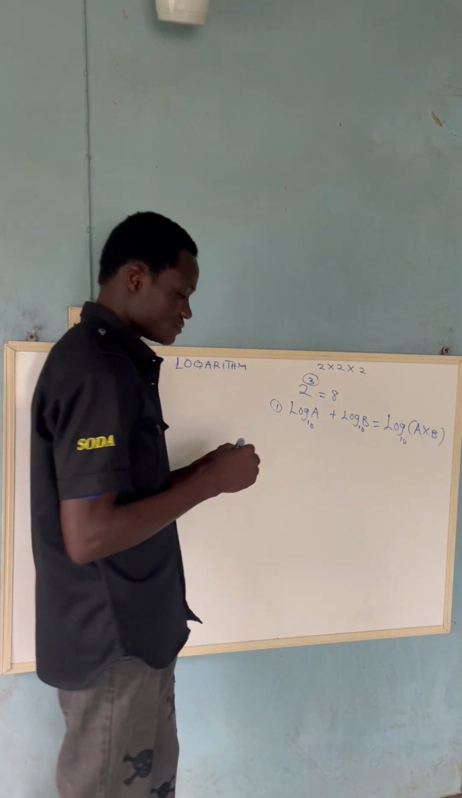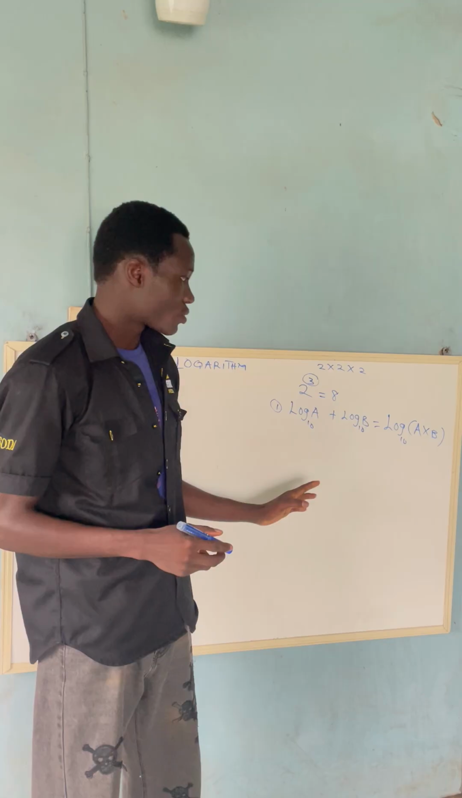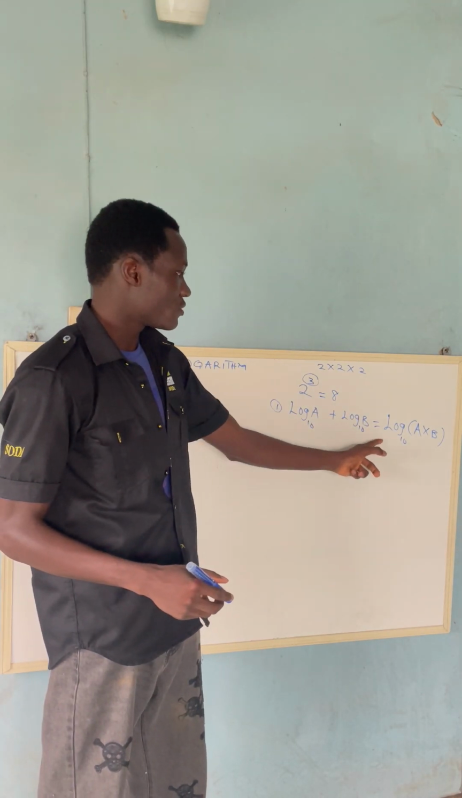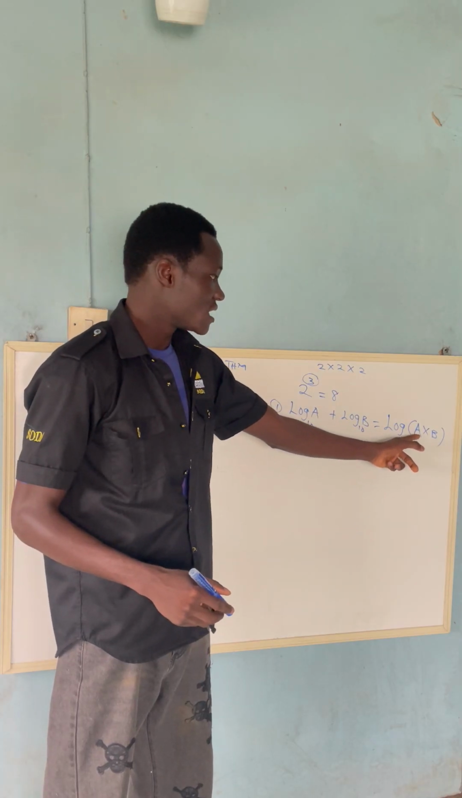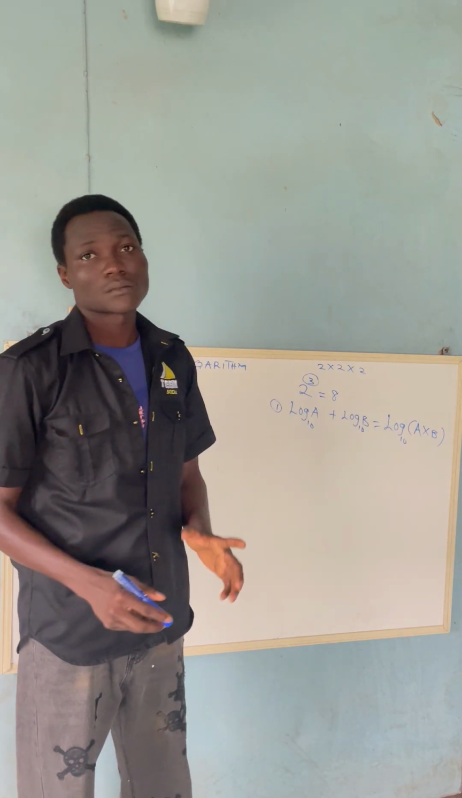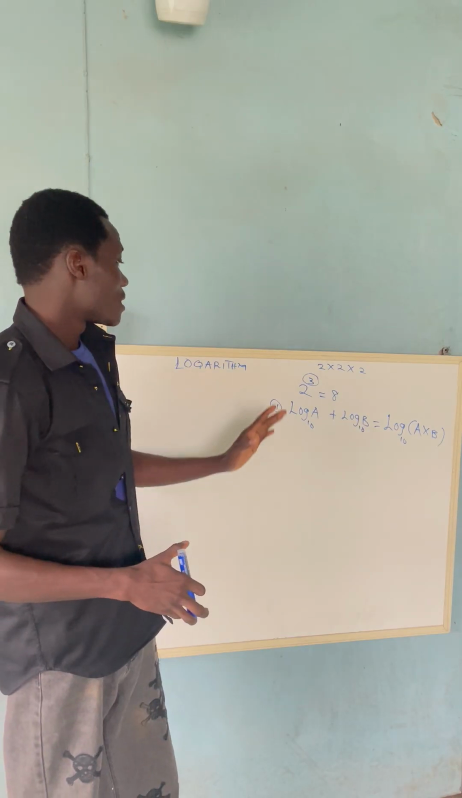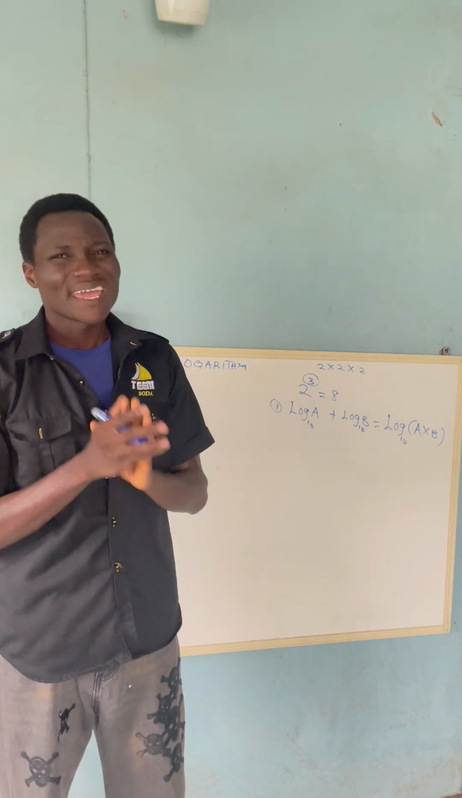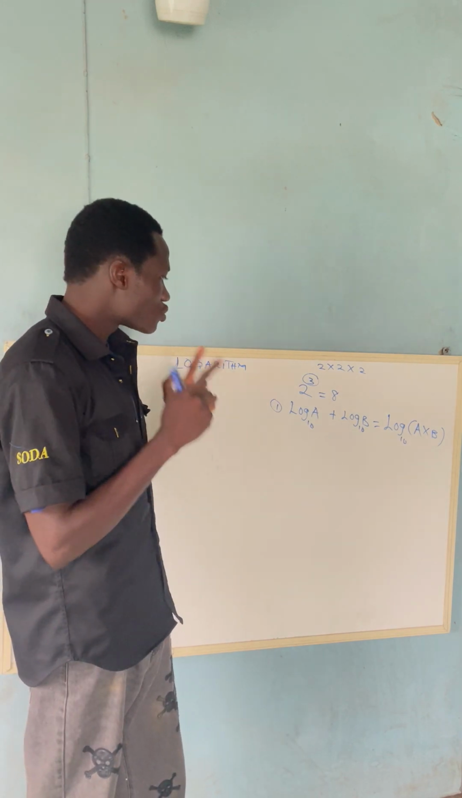That's in the first law. So that is the addition law: log A to base 10 plus log B to base 10 equals log A times B to base 10. That is the first law. In this addition law, we cannot just apply it except we observe certain rules.